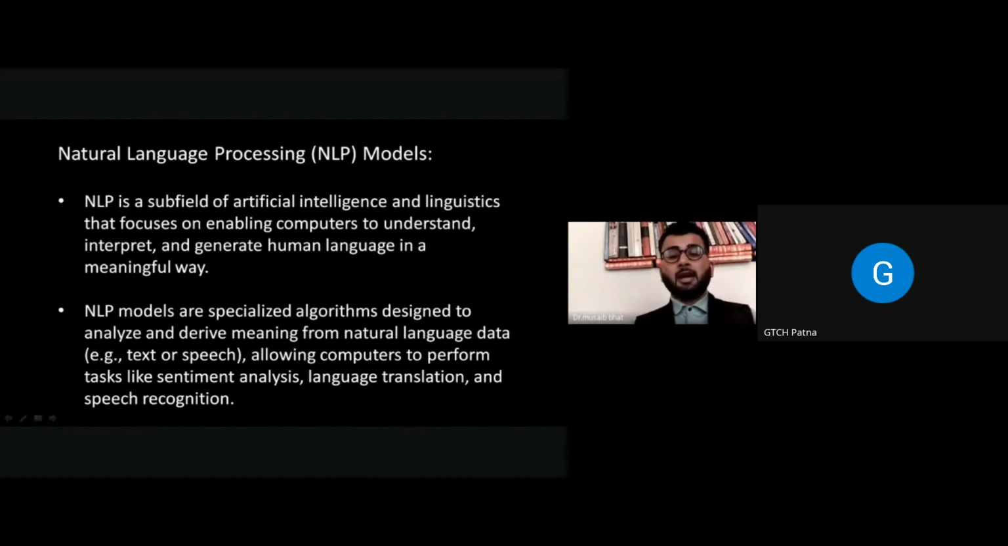Then another term that is associated with AI is natural language processing. Natural language processing is a subfield of AI and linguistics that focuses on enabling computers to understand, interpret, and generate human language in a meaningful way. Natural language processing models are specialized algorithms designed to analyze and derive meaning from natural language data, text or speech, allowing computers to perform tasks like sentiment analysis, language translation, and speech recognition.